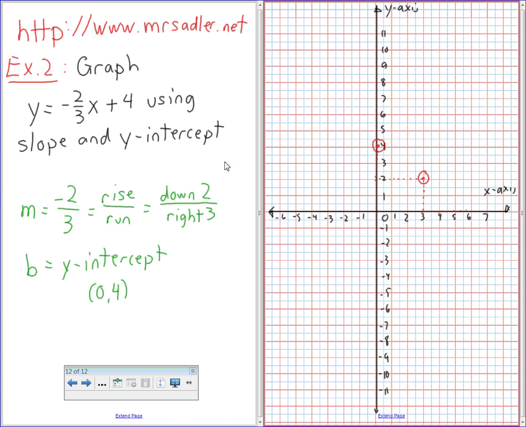Okay, the other Noah. If I wanted to go this way to the left, how would you get to the next point to the left? Go left 3, up 2. Good, so just the opposite then, right?